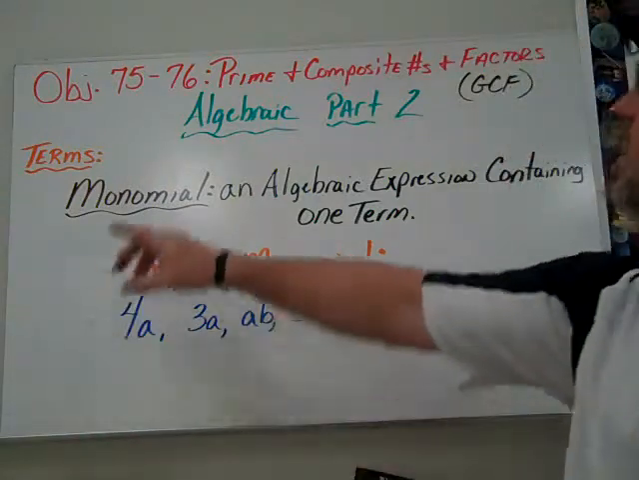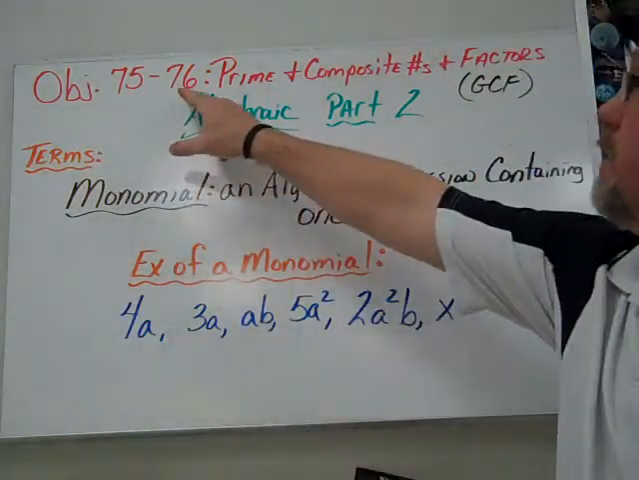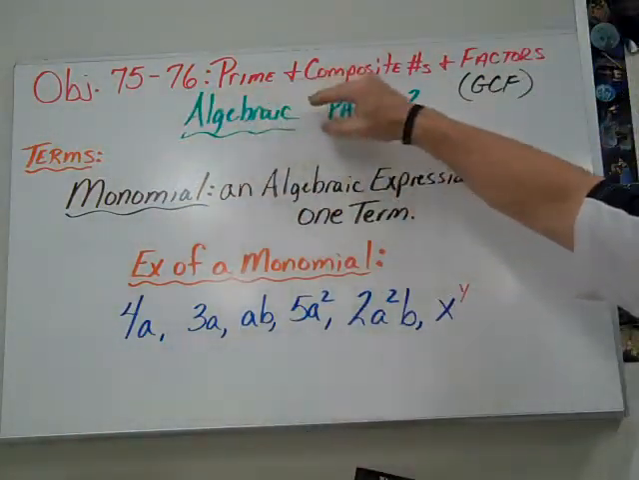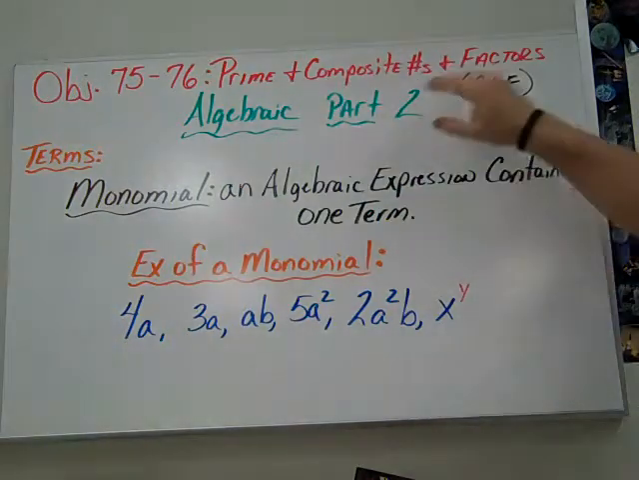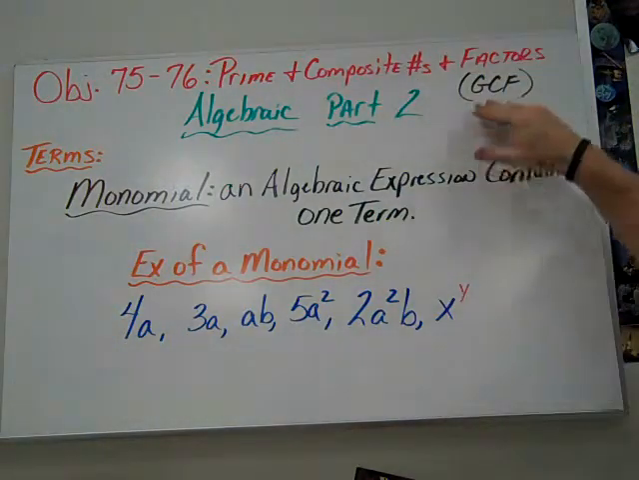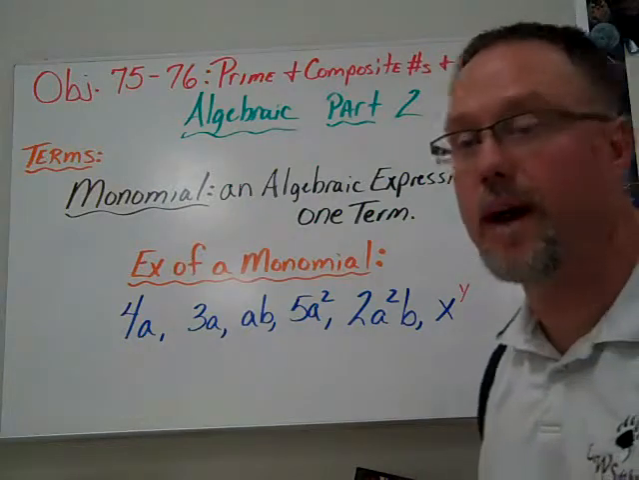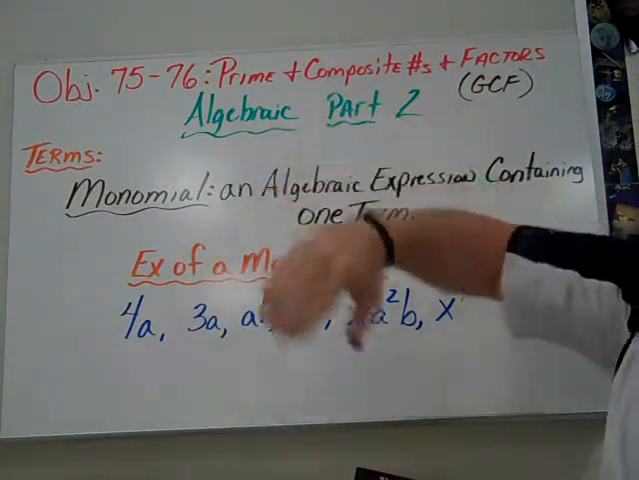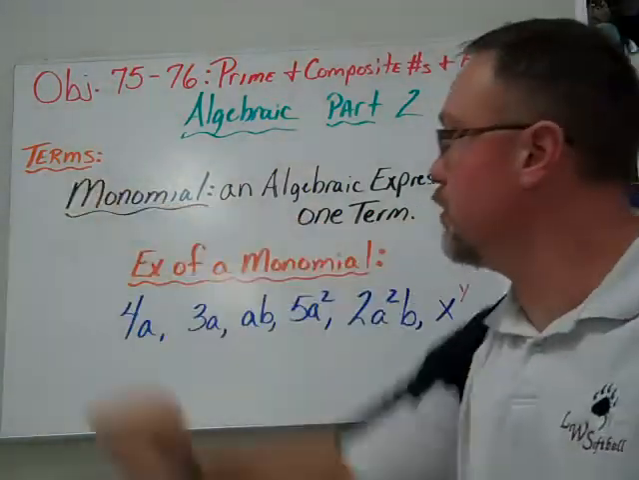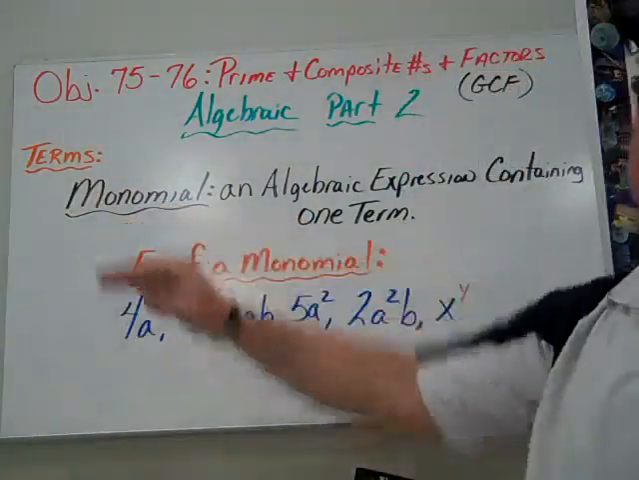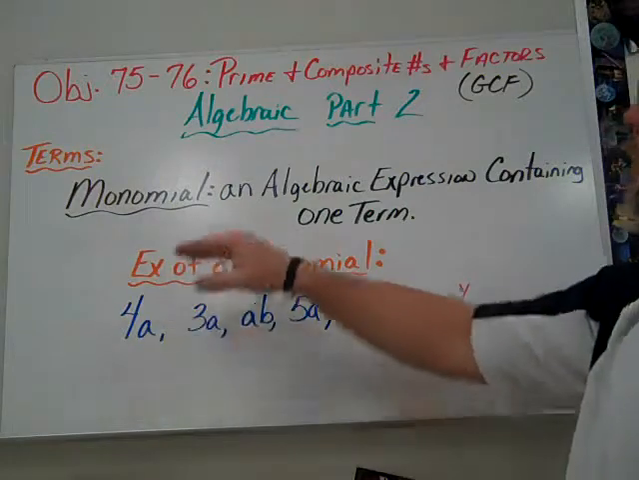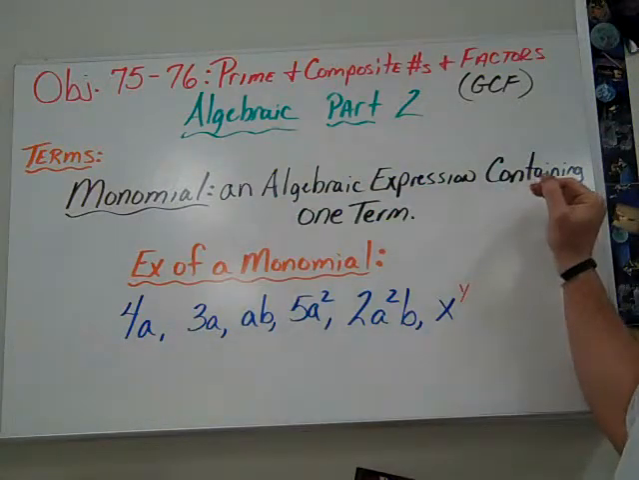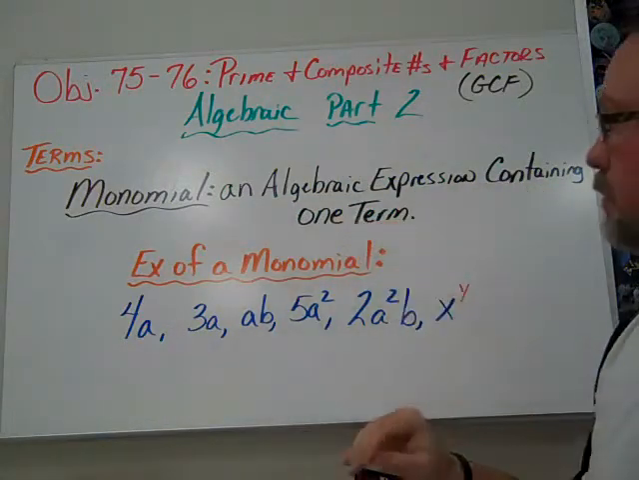Alright, this video will take care of objectives 75 to 76, prime numbers and composite numbers, along with factors, and again we're going to go back to greatest common factor. This is going to be the algebra part, so this is part 2. One term in this section is what's called a monomial. A monomial is an algebraic expression containing one term.